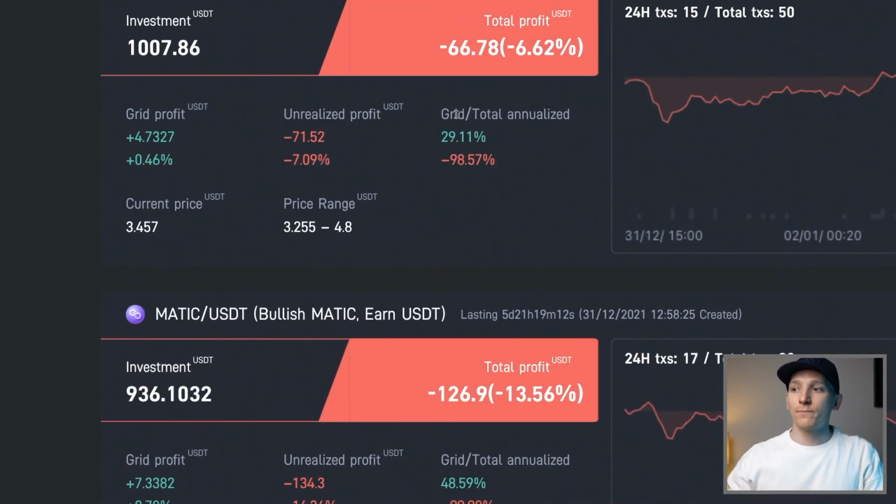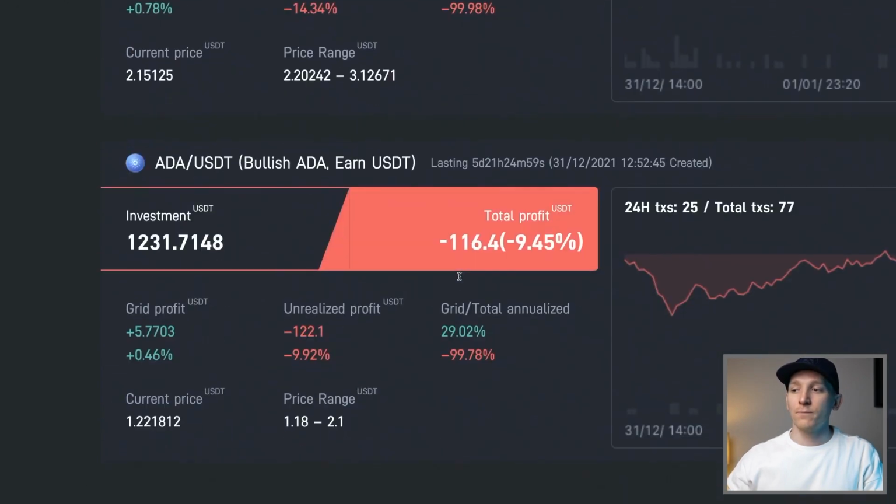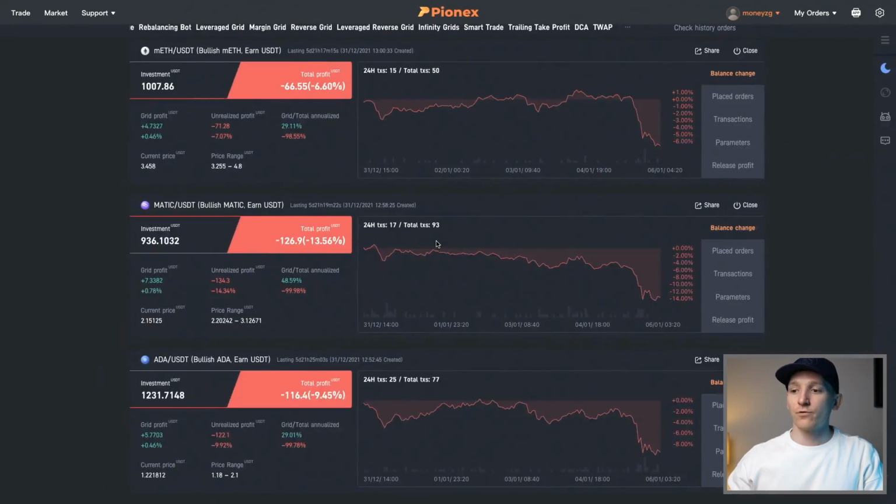You can see that the grid trading bot is annualizing about a 30% rate for this. For Matic, it's annualizing 48%. And for ADA, it's annualizing at 30% profits from that grid. And obviously, as long as the price stays within a range and just ranges through that, it will take advantage of the volatility. So I think grid bots are something to watch out for.